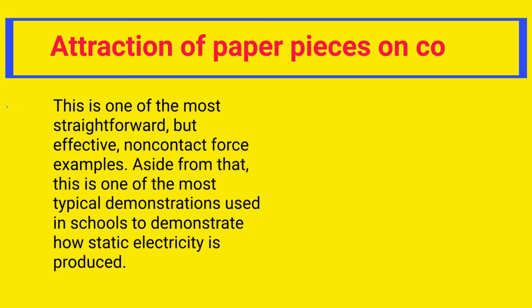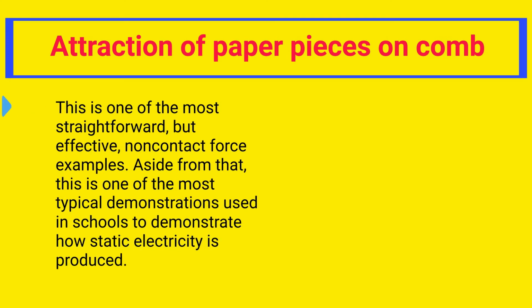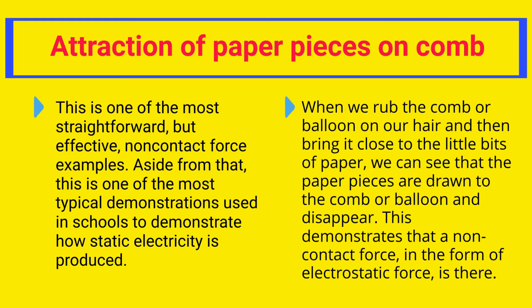Attraction of paper pieces on comb. This is one of the most straightforward but effective non-contact force examples. Aside from that, this is one of the most typical demonstrations used in schools to demonstrate how static electricity is produced. When we rub the comb or balloon on our hair, and then bring it close to the little bits of paper, we can see that the paper pieces are drawn to the comb or balloon. This demonstrates that a non-contact force, in the form of electrostatic force, is there.